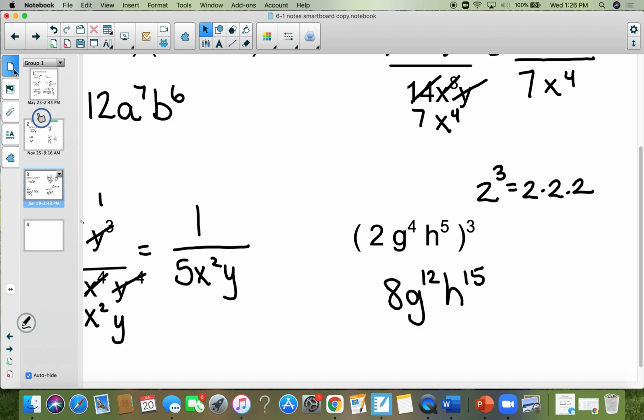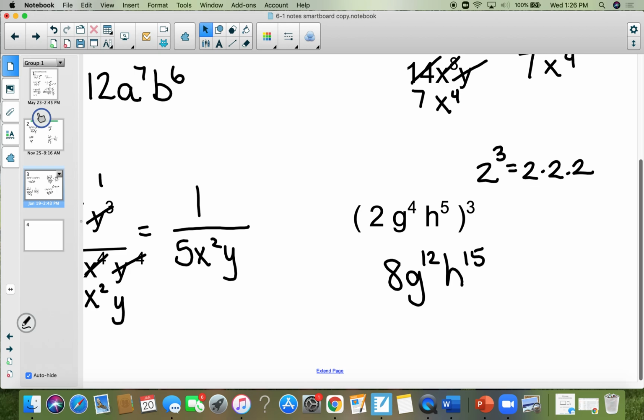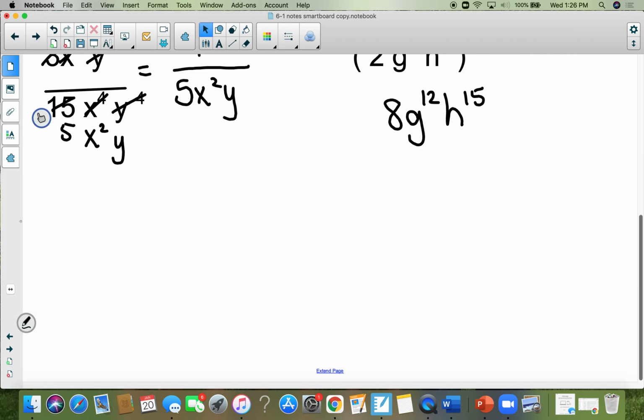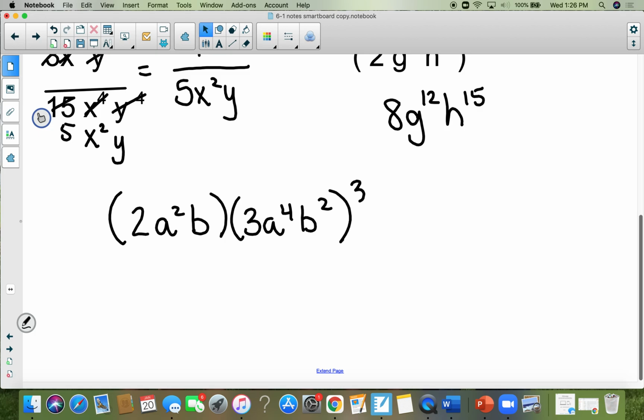And that is about it, but I'm going to do a little bit more, one more. I'm going to do one like this, a 2a to the second, b, and 3a to the fourth, b to the second, raised to the third. Okay, this is the last one. I might do one more after this. Let's make this even raised to the second. So the first thing I have to do is simplify this, and then I have to simplify this.